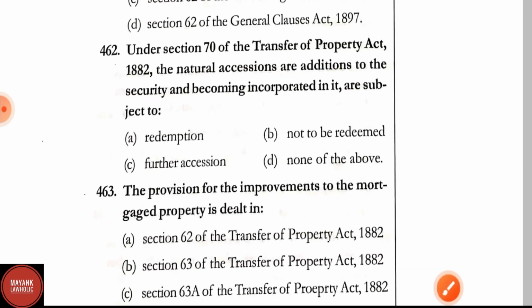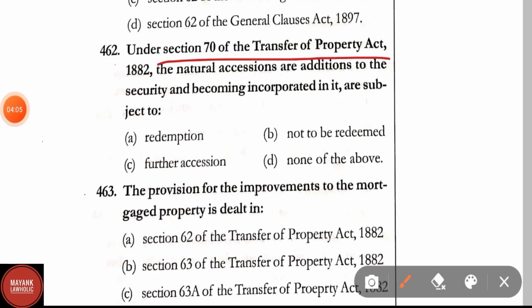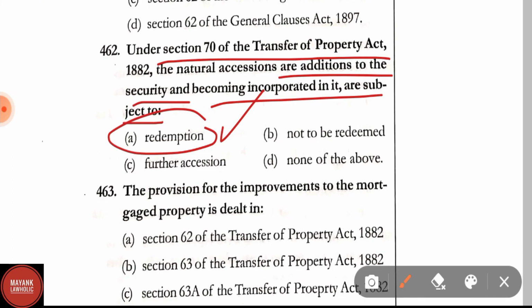Question number 462. Under Section 70 of the Transfer of Property Act 1882, the natural accessions that are additions to the security and become incorporated in it are subject to: redemption, not to be redeemed, further accession, none of the above. Correct answer is option A, that is redemption.